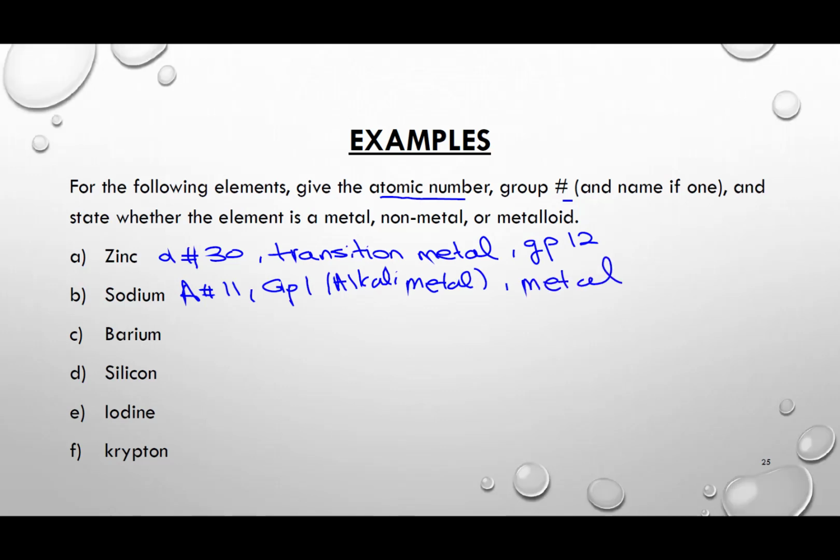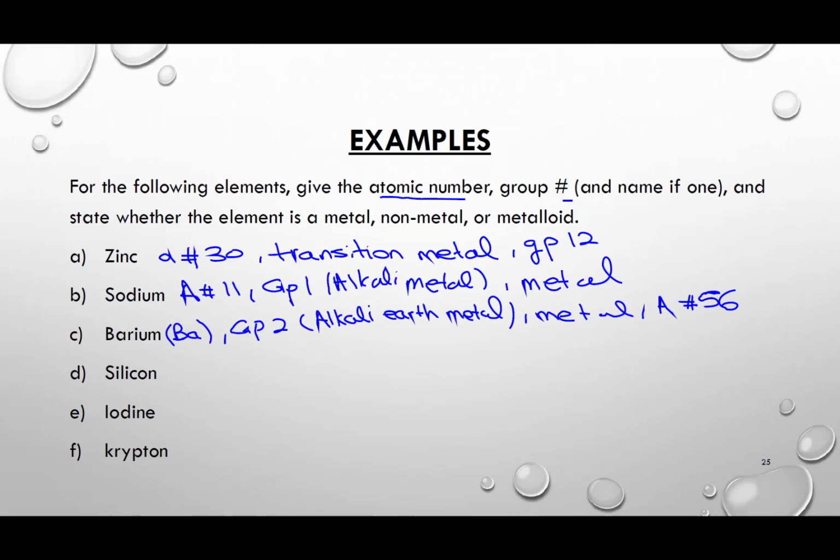Barium. Now let's do barium, Ba. If you look, it is in group 2, which is part of the alkaline earth metals. And it's on the left hand side of the periodic table, so it's a metal. And its atomic number, I forgot to say, is 56.